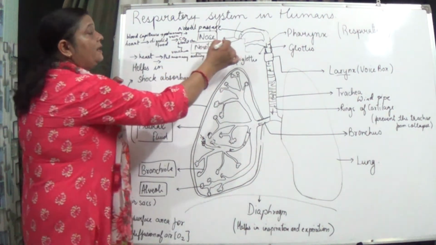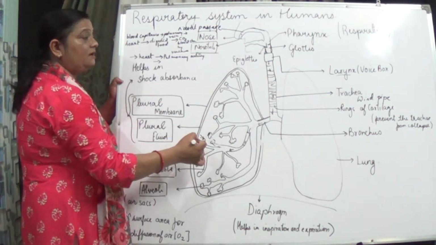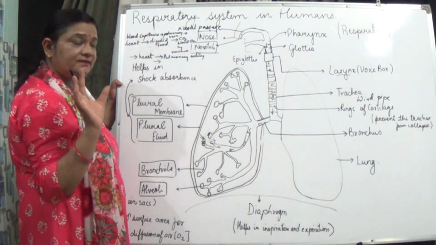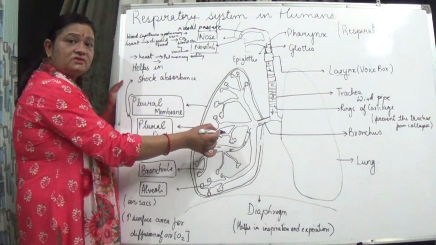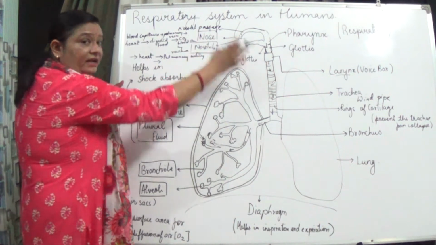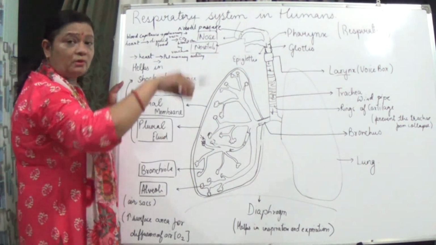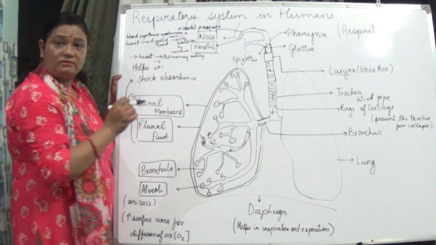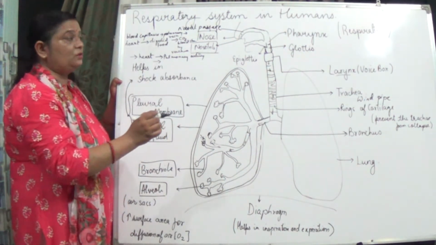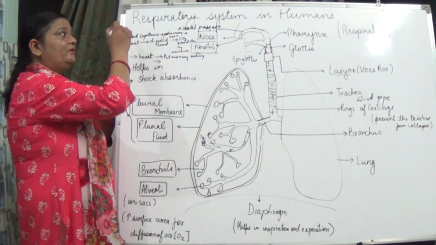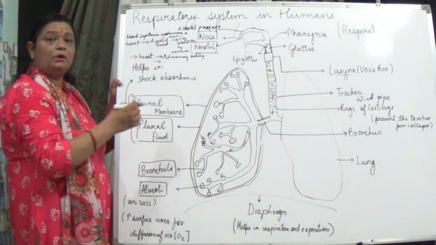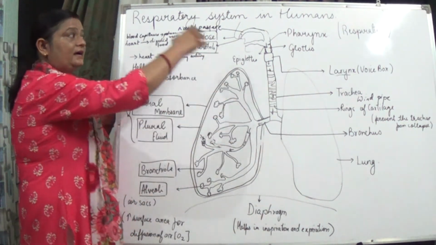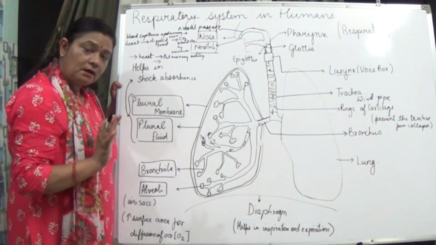So taking in oxygen-rich air and giving out carbon dioxide is known as what? Breathing. Taking in is the inspiration, and giving out of carbon dioxide is expiration. When we talk about respiration, it is the whole procedure: taking in of oxygen, oxidizing the digested food, releasing carbon dioxide, and then moving towards the lungs and giving it out. The whole process is known as respiration.